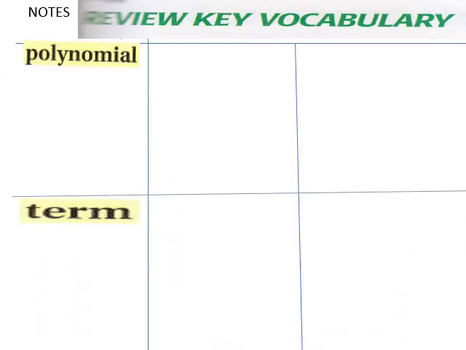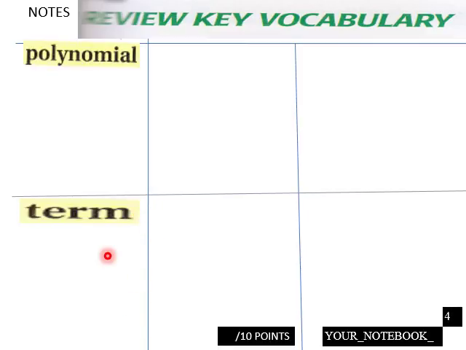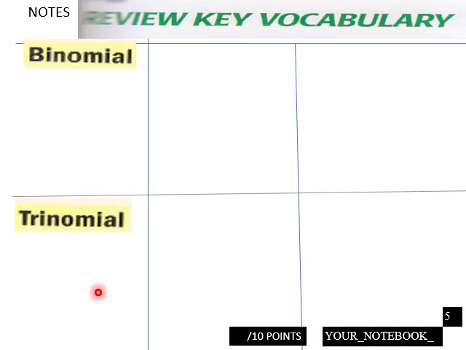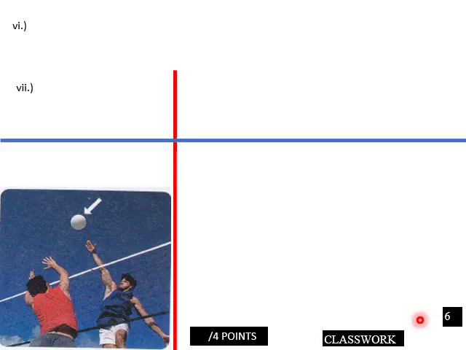Then our vocabulary here: define polynomial and define term in your own words, students. And then define binomial and trinomial in your own words, students. Do that in your own words. Oh, I don't want to. Yeah, it's good. This is good practice for you. And then classwork, page 6.